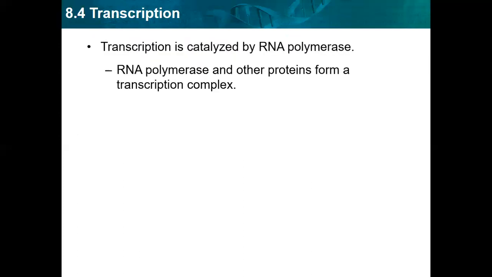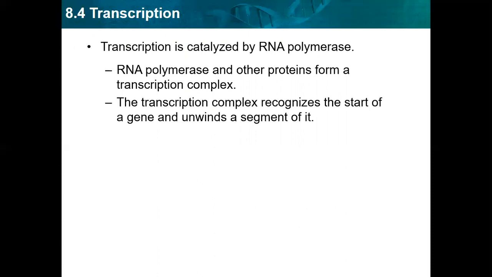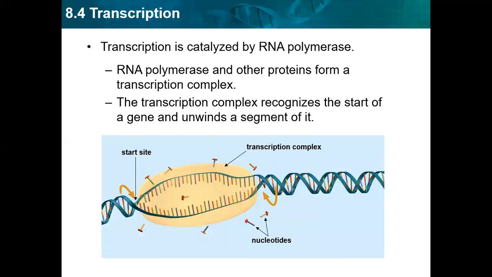Transcription is catalyzed, meaning it's made to happen at a faster rate, by what we call the RNA polymerase. The RNA polymerase and some other proteins form a transcription complex, which is going to be the one that actually tells the proteins where to start the unwinding process of the DNA. So the transcription complex recognizes the start of the gene and it unwinds it.